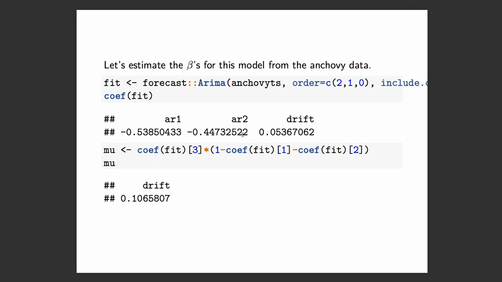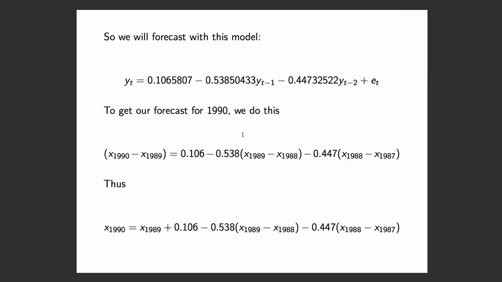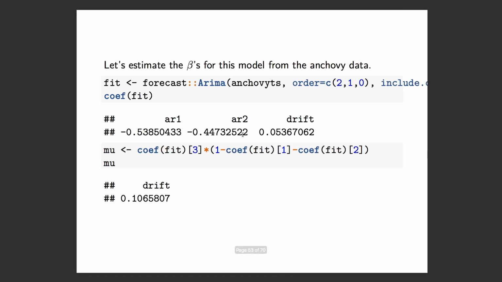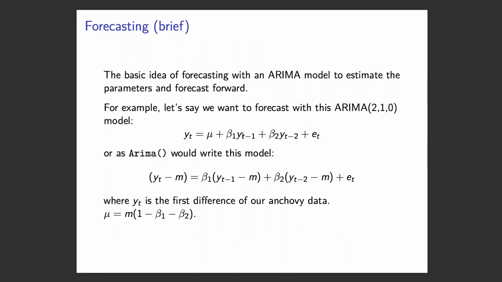Okay, so let's see an example. We fit this model, so that's the model, and then we want to forecast. So basically, we're just going to forecast with this right here, and I put in those estimates. That's the lag 2, that's the lag 1, that's the mu, which I've calculated here using this equation right here. This is that drift term, so I do the drift times 1 minus the 2 slope terms.